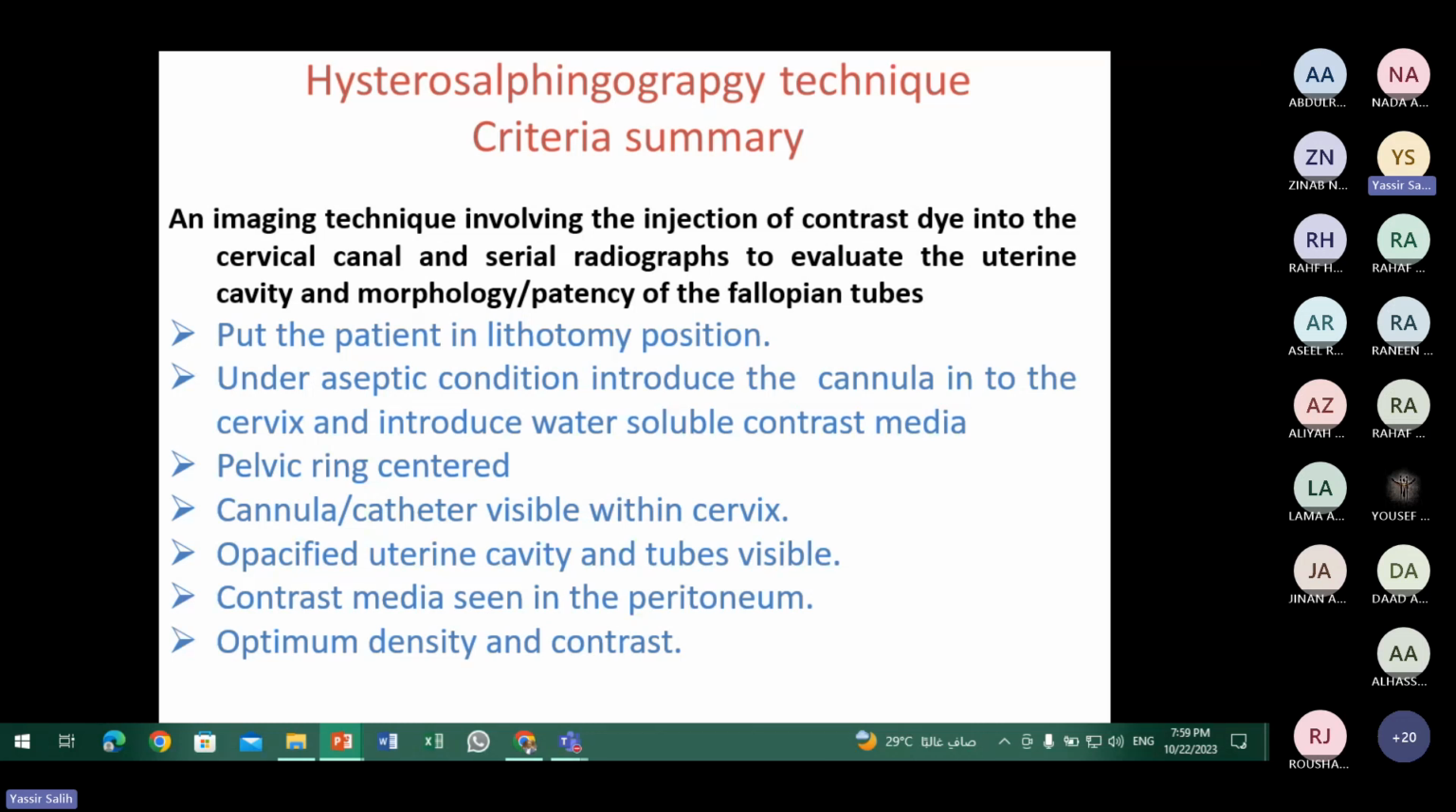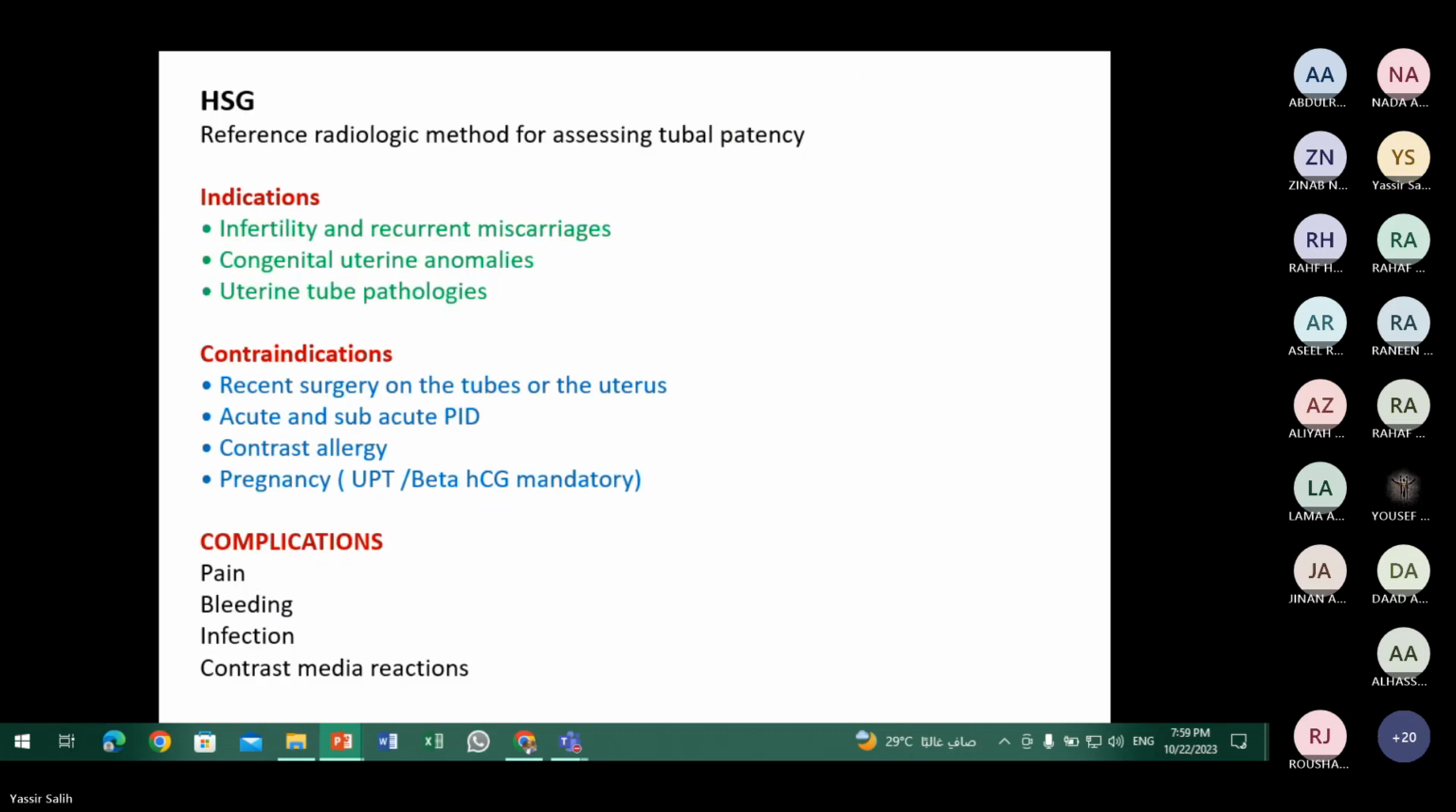This is the normal. The patient is put in this position and under aseptic conditions, the patient should be well centered, and the contrast is injected through the uterine os, the contrast filling the uterus and then the fallopian tubes. The indications, there are many indications.